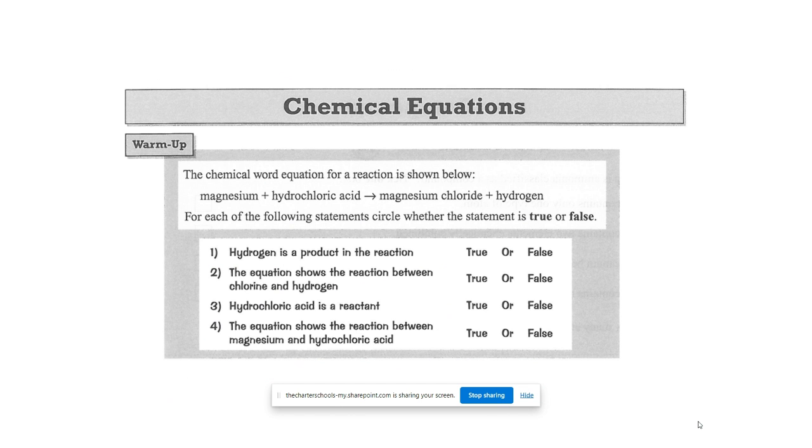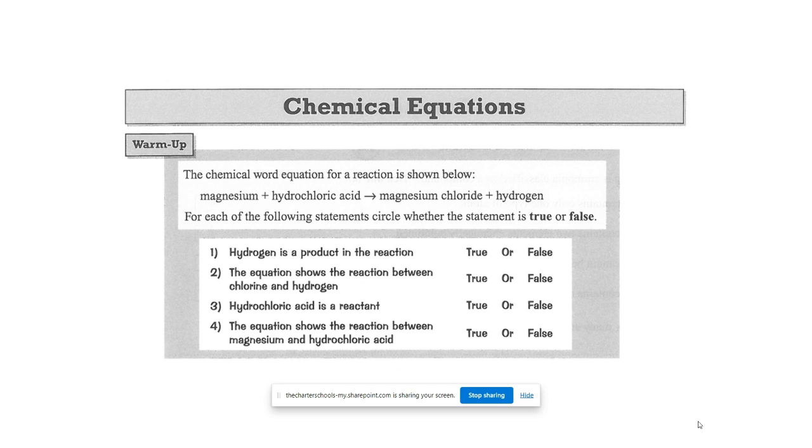Next question, chemical equation. The chemical word equation for a reaction is shown below: magnesium plus hydrochloric acid, those are the reactants, react to make magnesium chloride and hydrogen, the products. Which statements are true or false? Hydrogen is a product in the reaction. That is true, it's on the right-hand side.